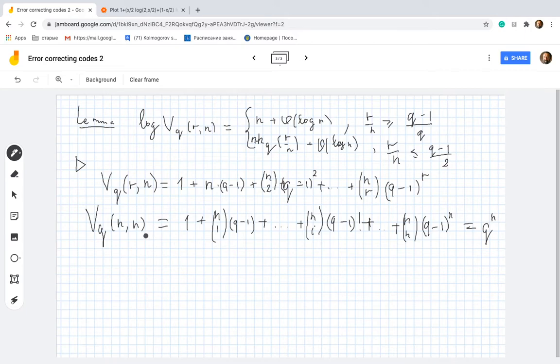the ball of radius n contains all the strings, and there are q to the n of them, because we consider n letter strings over q letter alphabet. So for arbitrary r, we have just some part of this sum. For arbitrary r, we choose some r terms, or actually r plus 1 terms from this sum.